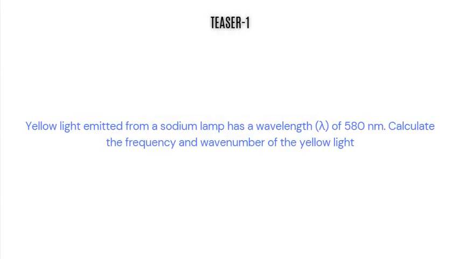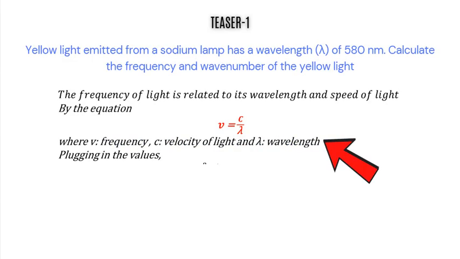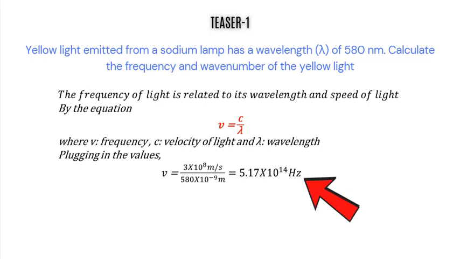Now it is time for brain teasers. Yellow light emitting from a sodium lamp has a wavelength λ of 580 nanometers. Calculate the frequency and wave number of the yellow light. The frequency of light is related to its wavelength and the speed of light by the equation ν = c/λ, where ν is frequency, c is the velocity of light, and λ is the wavelength. Plugging in the values, ν equals 3 × 10^8 meters per second divided by 580 × 10^−9 meters, which is equal to 5.17 × 10^14 hertz.